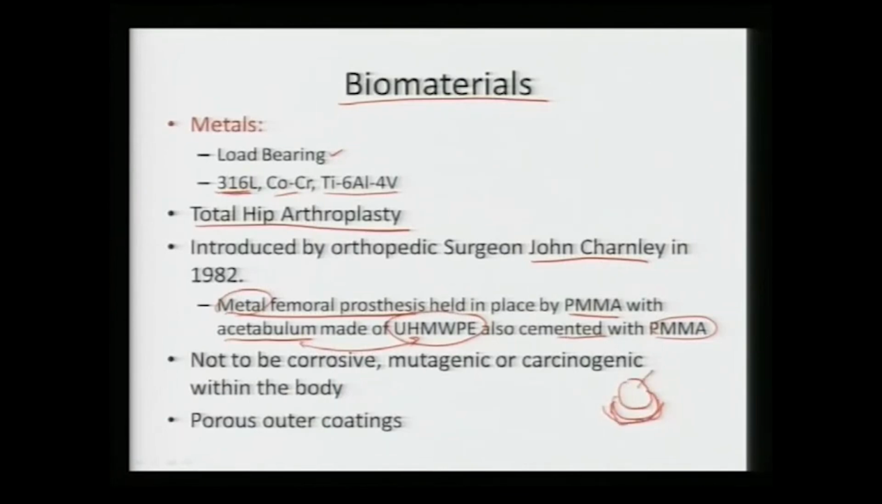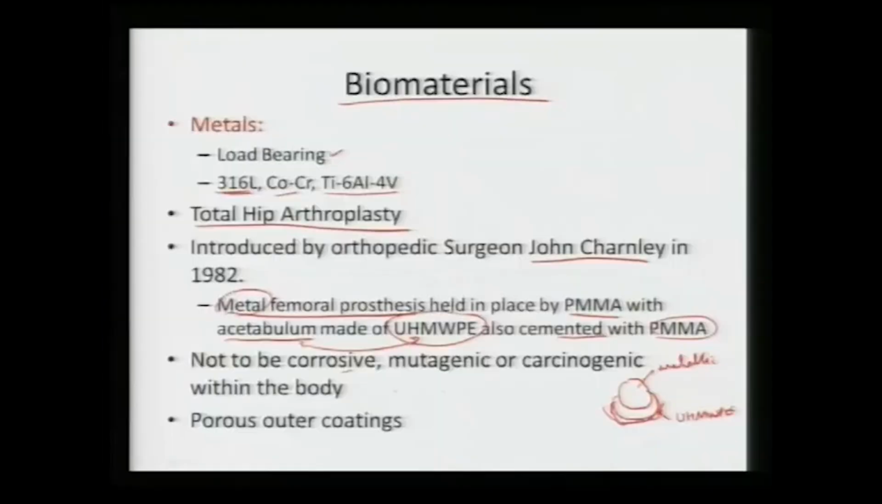So we can see that this metallic entity is now in contact with the ultra high molecular weight polyethylene. Now this particular construct has shown very dramatic improvement in terms of its longevity, but again there are certain concerns associated with metals. Though they are load bearing, they need not be corrosive or mutagenic or carcinogenic, because the basic problem with metals is they tend to become highly corrosive once they come in contact with certain fluids, and they tend to release metallic ions which can even become carcinogenic.